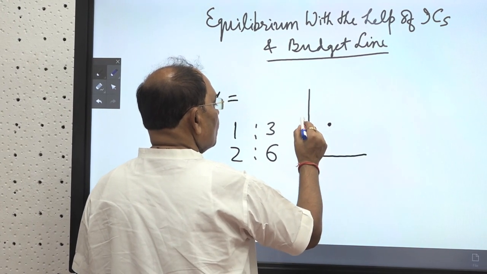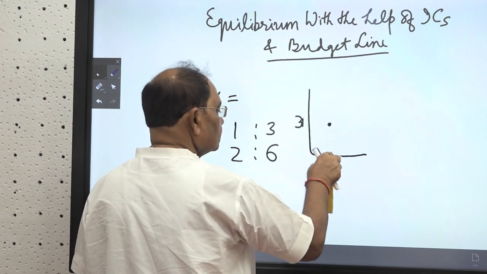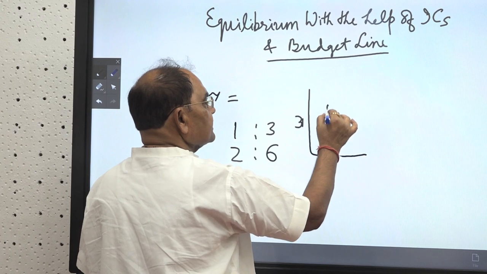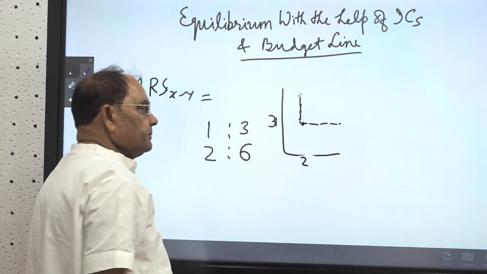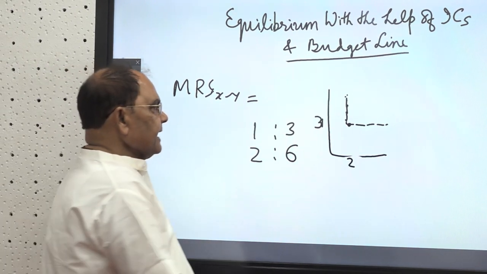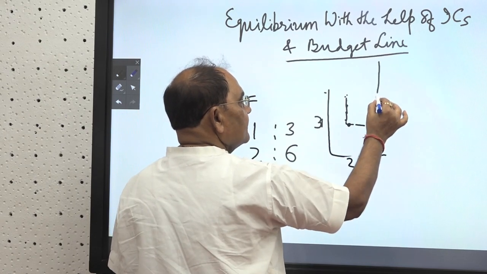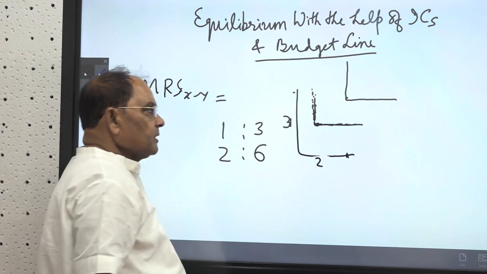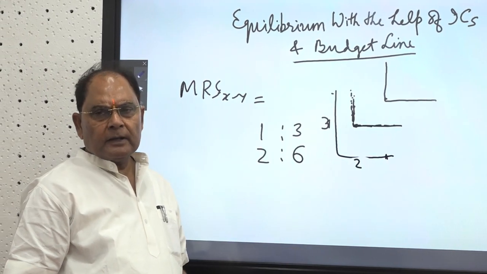Supposing this is 1 and this is 3, this is 1 or 2. Now, no other combination is possible, so this line will be extended in this direction and this line will be extended in this direction, and it gets the form of English capital letter L, because all other combinations are useless. Another may be perhaps 6 and 4. So somewhere here, again, the indifference curve will assume the shape of English capital letter L. Here, marginal rate of substitution of X for Y is 0.